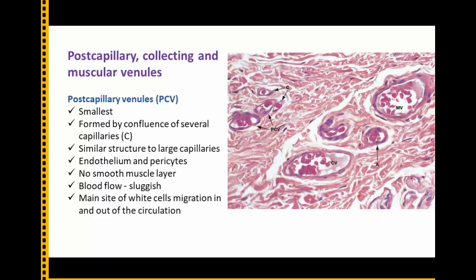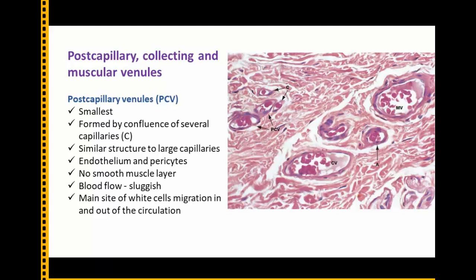Their structure is similar to large capillaries. They have endothelium and pericytes. There is no smooth muscle layer, so their blood flow is very sluggish, not very powerful. This is the main site of white cell migration in and out of the circulation.